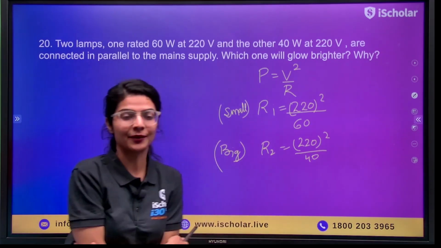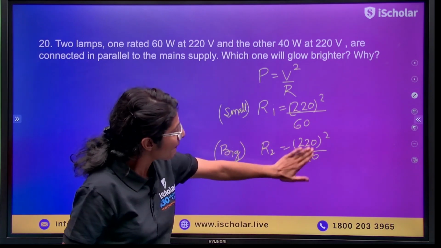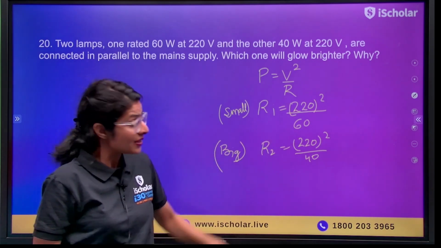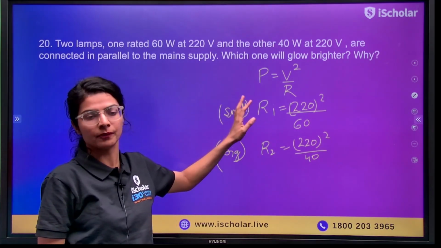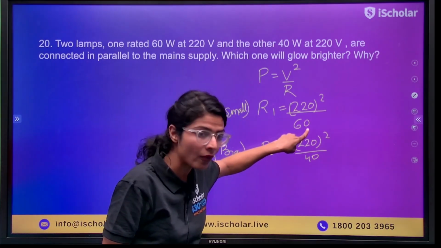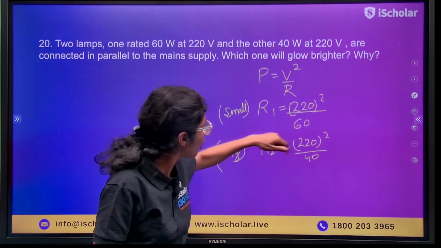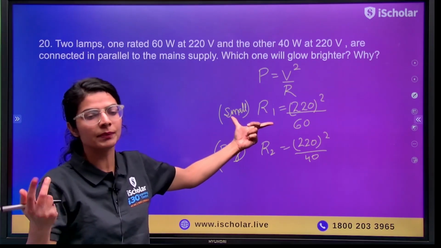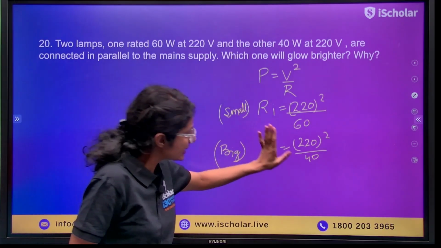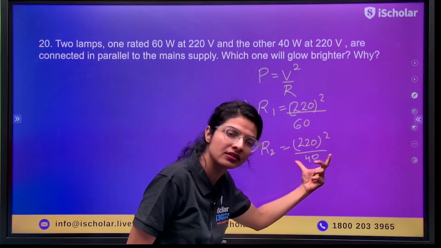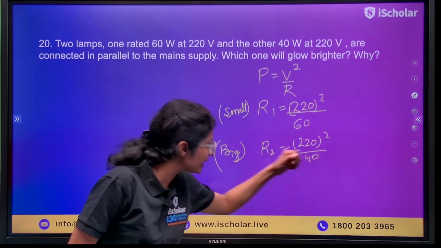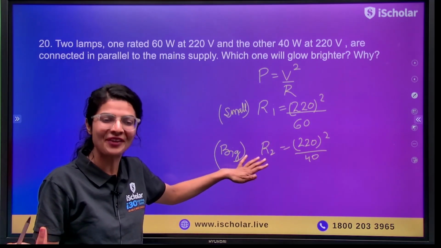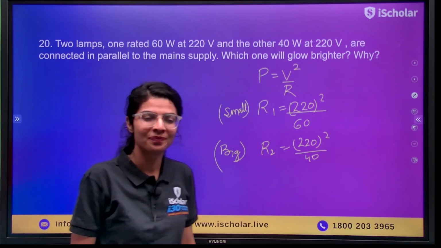Now tell me students, can I say that this resistance would be small as compared to this? If I compare both these, since the denominator is more, the resistance value would be small. Similarly, can we say that since this denominator is less, the value of resistor would be more?